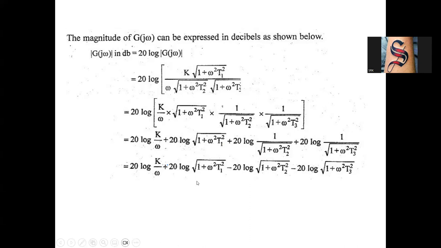And by applying logarithms on every term, we'll get 20 log K by ω plus 20 log square root of 1 plus ω square T1 square, minus 20 log 1 plus ω square T2 square, minus 20 log ω square T3 square. See that previously it was in the product form, but now by converting into logarithms, it comes into addition. So addition is somewhat simpler compared to multiplication, right? So for this purpose, it is easy to draw the magnitude in terms of logarithms. So these are the basic procedures while we are converting magnitude into logarithmic terms.